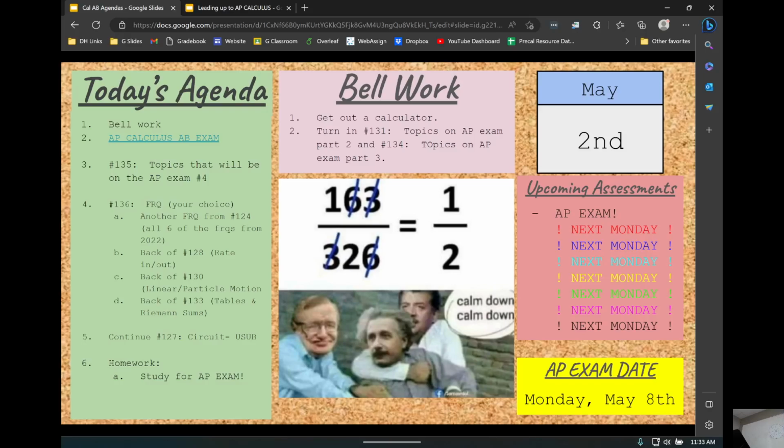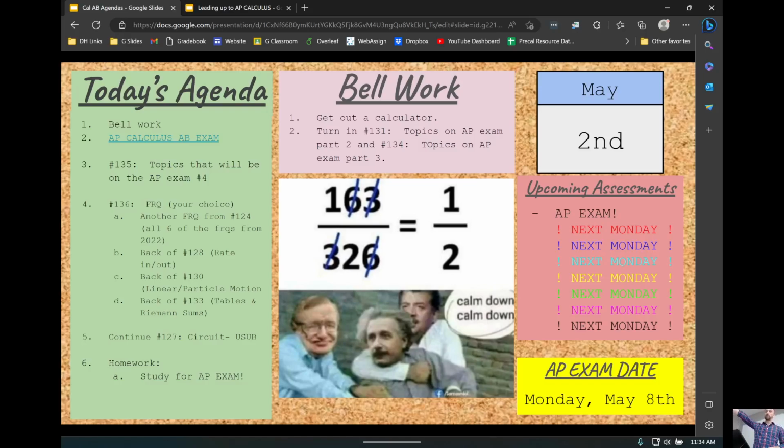But on several of those that we have practiced recently, I gave you one on the front that we did together, and then I gave you an optional one on the back. So I want you to pick the one that makes the most sense. Some people should probably be getting extra practice on the rate in, rate out. Some people may want tables and Riemann sums. Some people may feel like they need to practice the particle motion more. So I am giving you that freedom for this part of the assignment to pick which one you want.